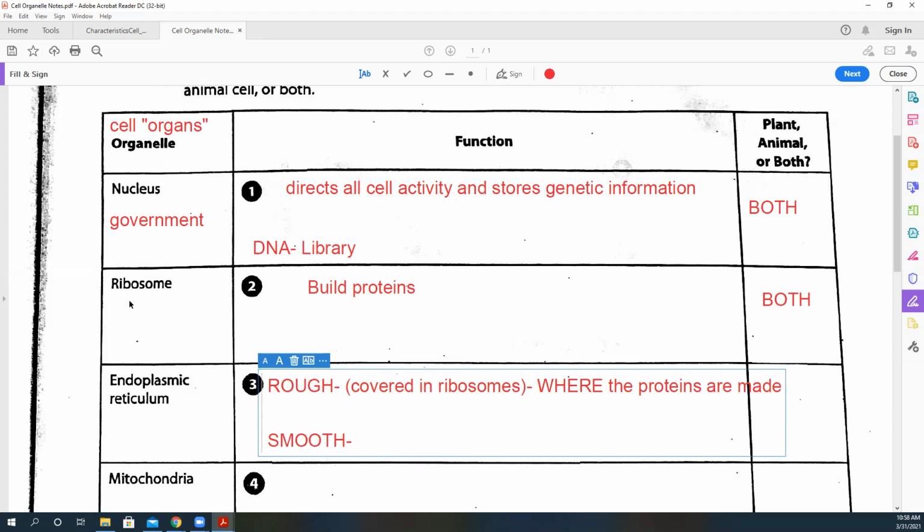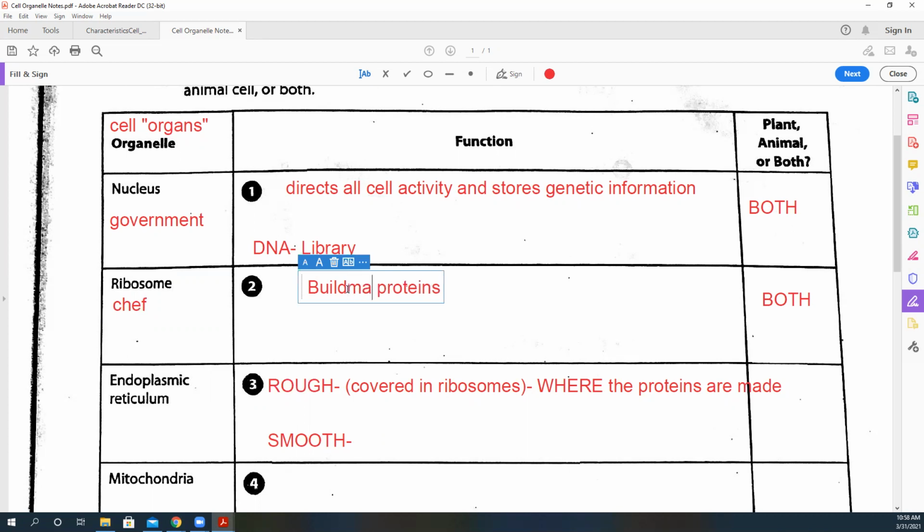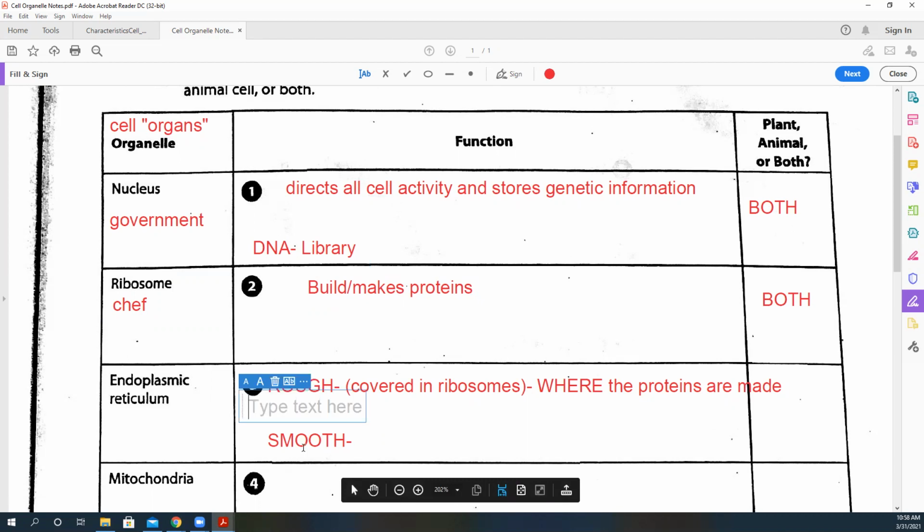So remember I said I was going to come back to the ribosomes? If you think of the ribosome as the chef, because it builds or makes proteins, like food, right? If you think about protein as food, what would the rough ER be considered? Yeah, but think about specifically, where do chefs work? Where do they make food? A kitchen, right? So it could either be considered like a restaurant or a kitchen.